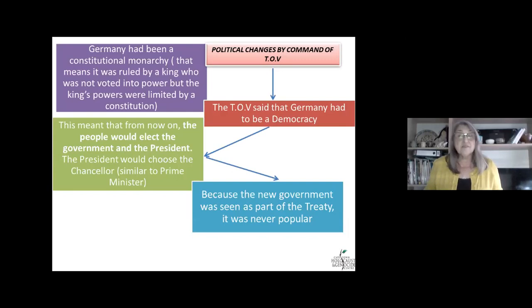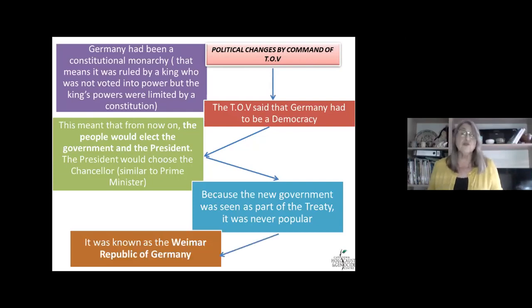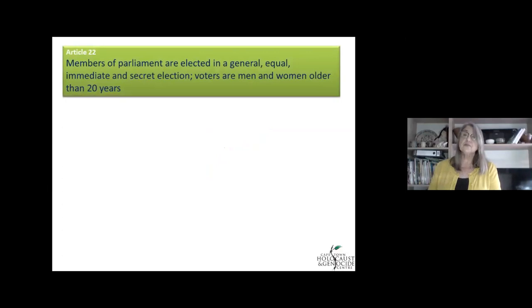Because this system was seen as part of the treaty, it was never popular. So it's not that people even looked at the system and considered it under its own terms. They were just angry that it was forced on them. And this system, this government, was known as the Weimar Republic of Germany. So it had a constitution, and the constitution had very good articles or laws. For example, members of parliament are to be elected in a general, equal, immediate, and secret election.